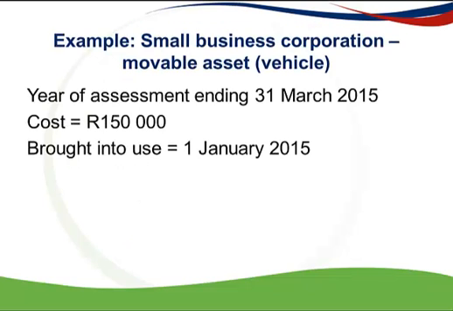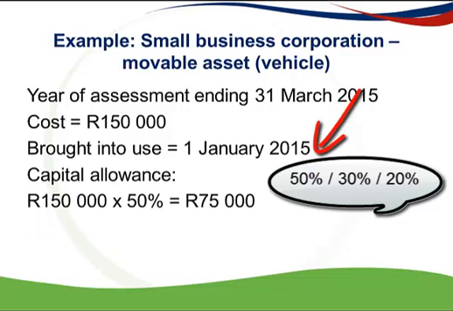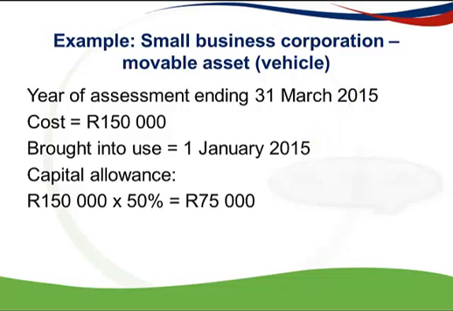Let's look at an example. It's the same year end. The cost of this vehicle is 150,000 and it was brought into use in my 2015 year of assessment. Therefore, I will use the 50-30-20 rule, and because it's my first year that I brought it into use, I will claim 50% as my capital allowance.